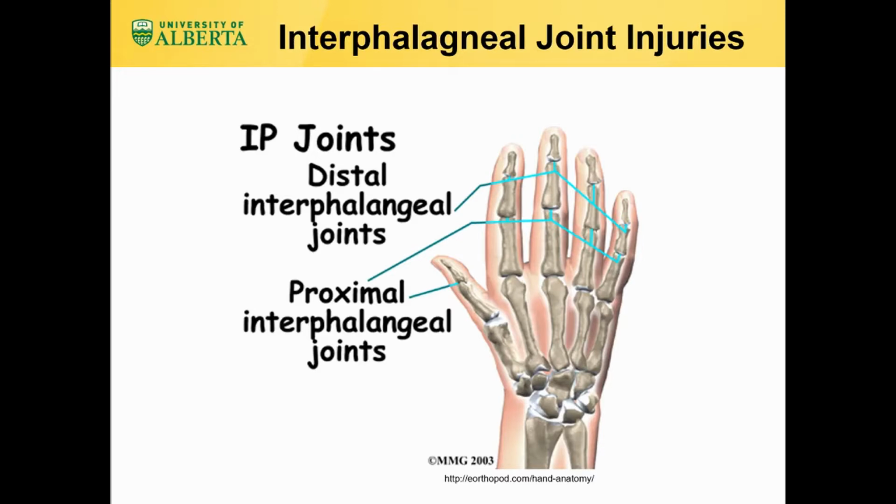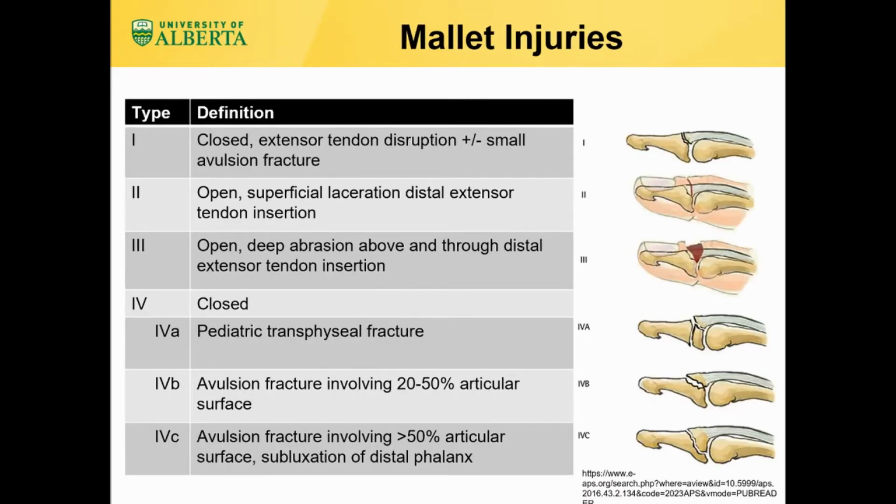We will now discuss injuries of interphalangeal joints, beginning with mallet injuries. Mallet injuries are acute tendon injuries that may or may not involve the bone in the DIP joint. There are 4 types of mallet injury, illustrated in this table. Type 1 and 4 injuries are closed. Type 1 involve disruption of the extensor tendon and may or may not be associated with a small avulsion fracture, involving less than 20% of the articular surface.